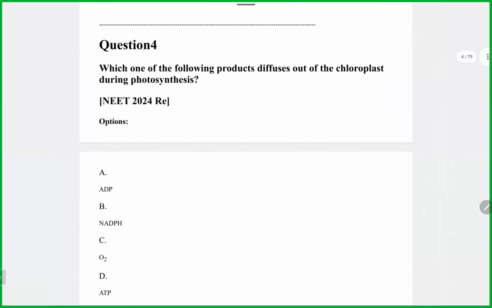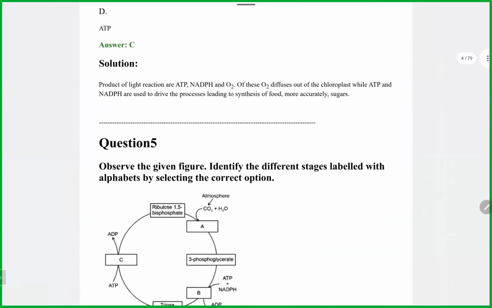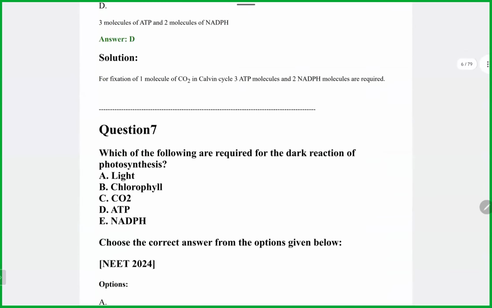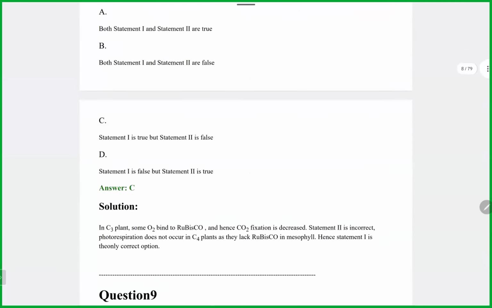See, Ryan, you asked the same question. The product that comes out of the chloroplast diffuses out. O2, sir. Done. So what is the diagram? The diagram we will discuss in the Calvin cycle.